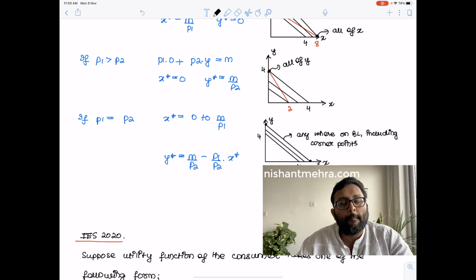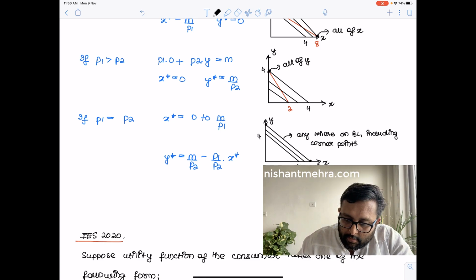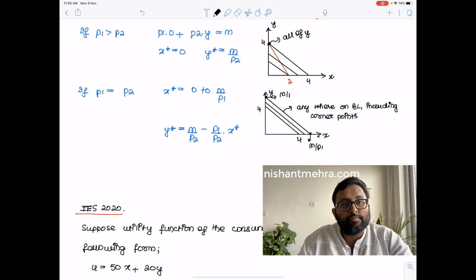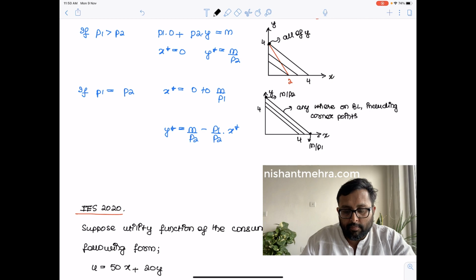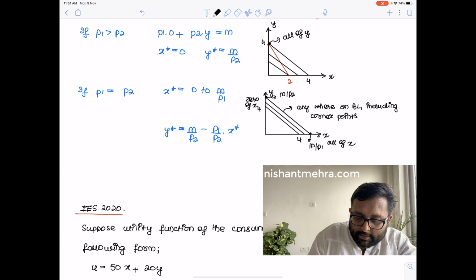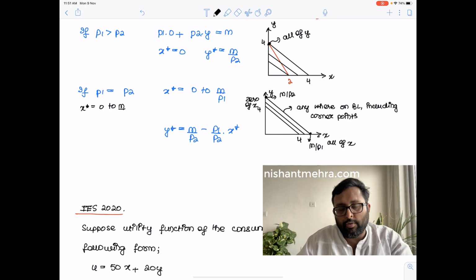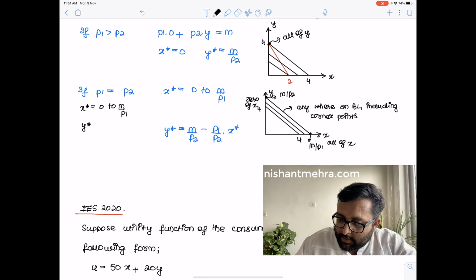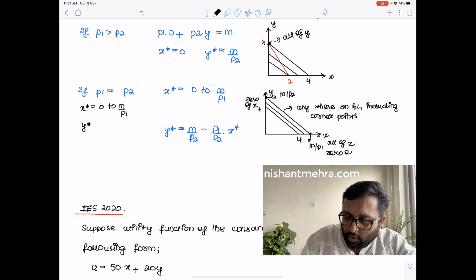Including corner points, right? So when you're consuming here, beta, it is all of x. When you are consuming here, it is all of y, so it has to be in between them. So when you are here, x is 0 and y is all of them. So x star could be 0 of x here to all of x, right? So x star is 0 to m by P1. And what is y star? Here it is 0 of y to all of y.